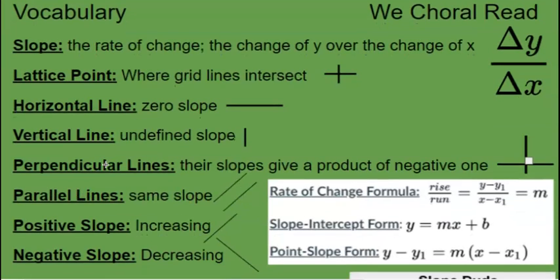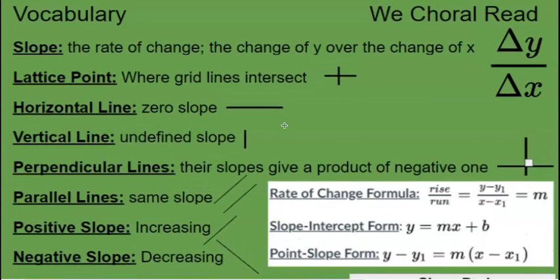Vocabulary. These are the words that you should be familiar with from this section. Be sure to know how to pronounce the words and what they mean. Slope, the rate of change, the change of y over the change of x. Lattice point, where grid lines intersect. This is a lattice point. Horizontal line, zero slope. Vertical line, undefined slope.